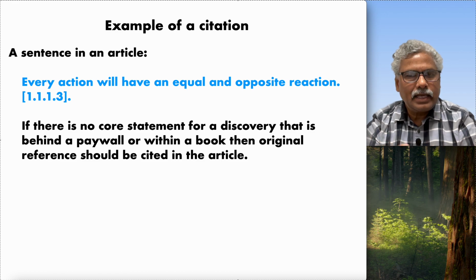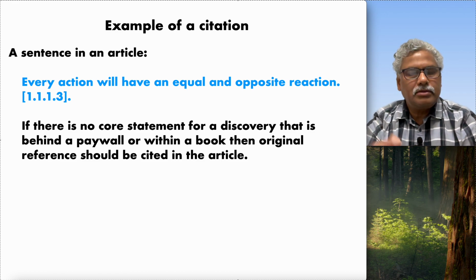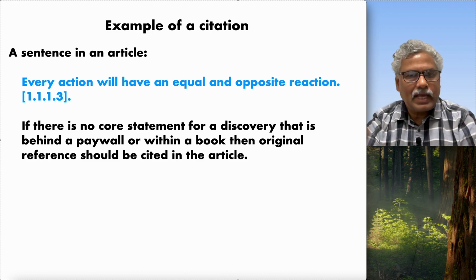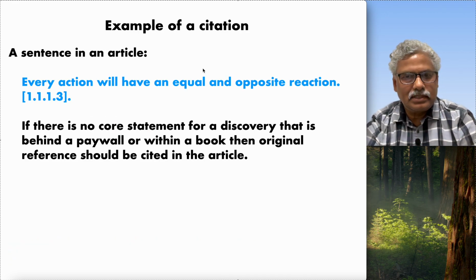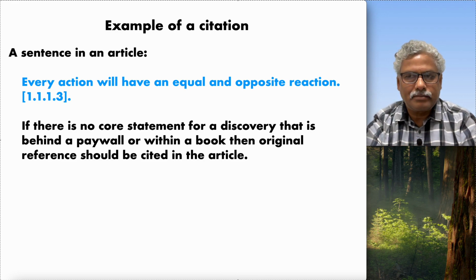An example of citation: when you are writing an article, "every action will have an equal and opposite reaction." If that is the third statement we added, then we can use that statement in an article and reference it as 1.1.1.3. So that's how we can cite that particular statement from the core library.